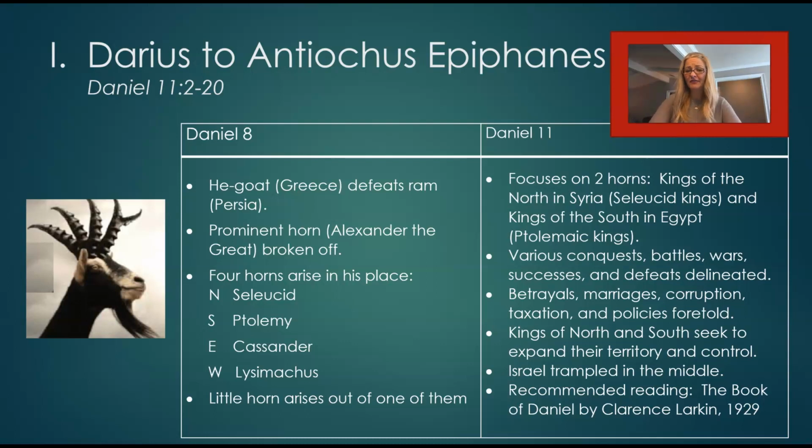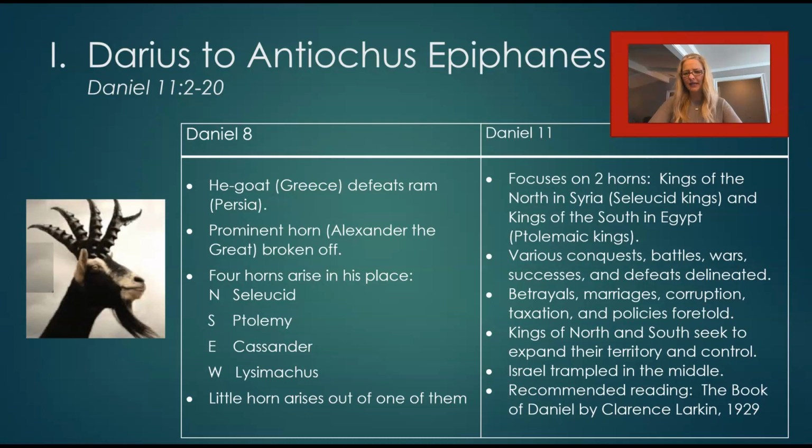Now, Daniel 11 focuses on 2 of those horns, the kings of the north in Syria, or the Seleucid kings, and the kings of the south in Egypt, or the Ptolemaic kings. Various conquests, battles, wars, successes, and defeats are delineated in this passage. Betrayals, marriages, corruption, taxation, and policies are very specifically foretold. Throughout the passage, the kings of the north and the south are constantly in conflict, seeking to expand their territory and control. Israel, in the meantime, is trapped in the middle.